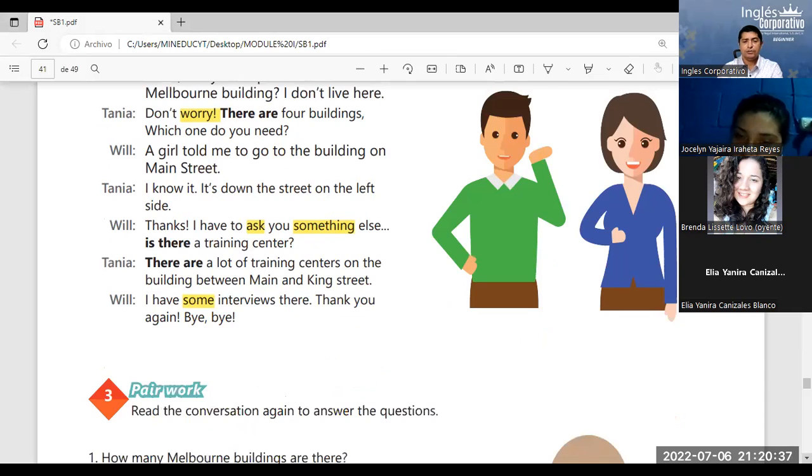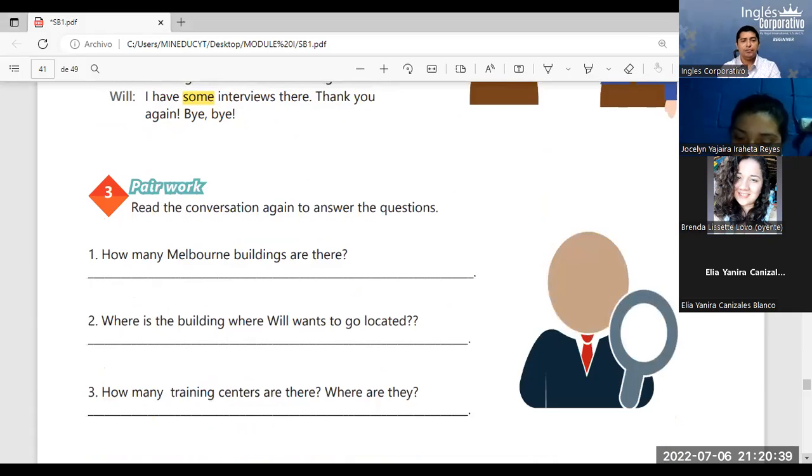Ok, let us continue with exercise number 3. People will read the conversation again to answer the questions. We have 3 questions here. Tenemos 3 preguntas acá basadas en la conversación. The first one says, how many Melbourne buildings are there? How many, cuántos Melbourne buildings are there? ¿Cuántos edificios Melbourne hay ahí?